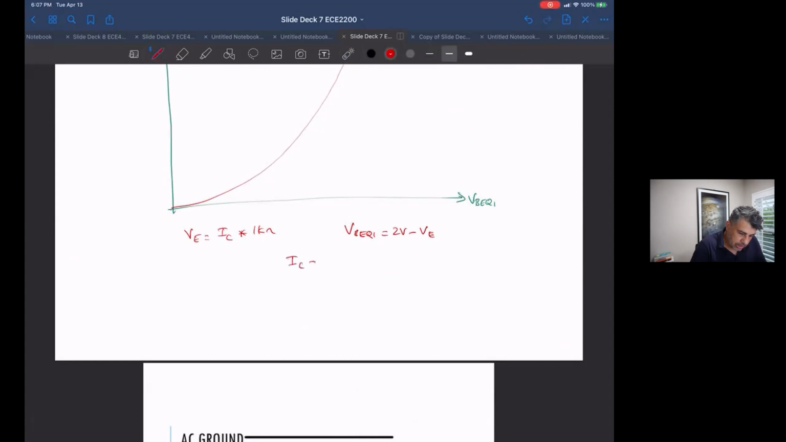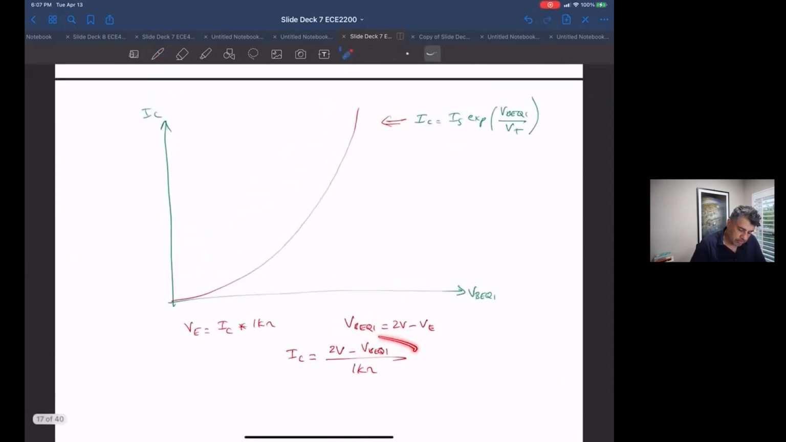So I_C is (2 volts minus V_BE of Q1) over 1 kilo ohm. I've got to draw this here. So this is V_BE of Q1, right? And I want to draw this on top of this graph and see where the two cross. Okay. Any questions about that?